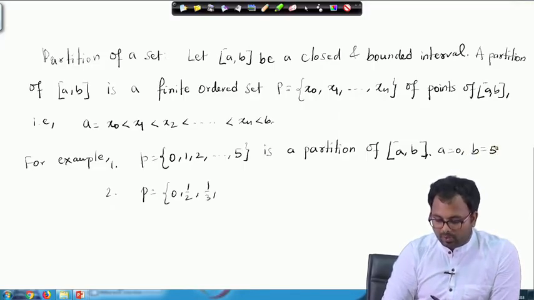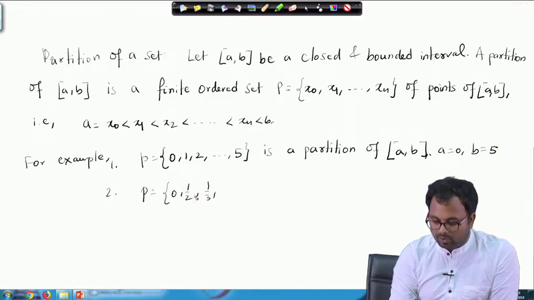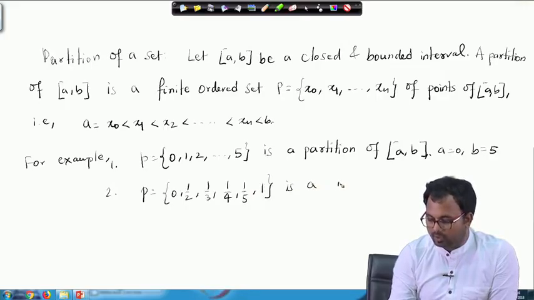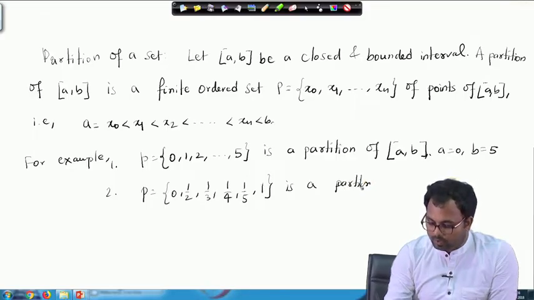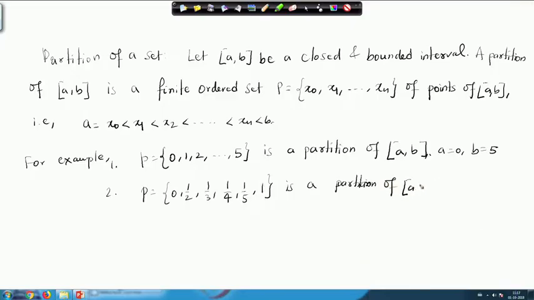Similarly, for example 2, if we consider P equals 0, 1 by 4, 1 by 2, 1 by 5, and 1, then this is a partition of [a, b], where a is 0 and b is 1.